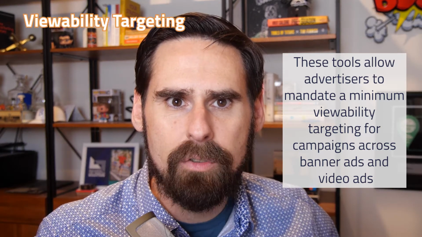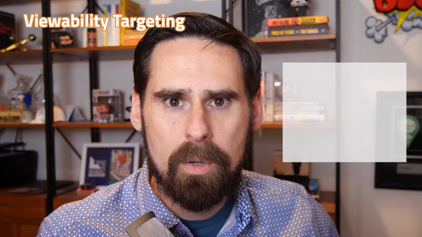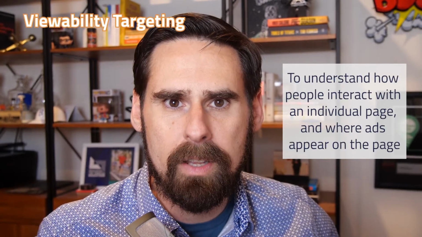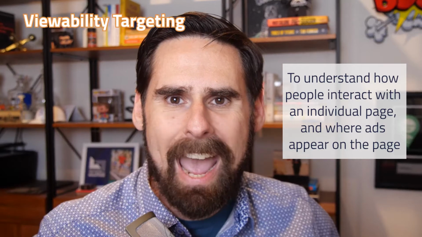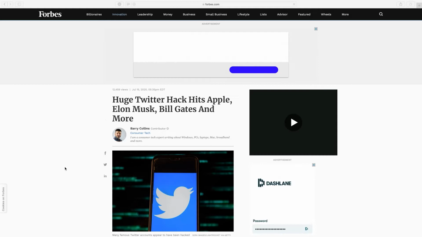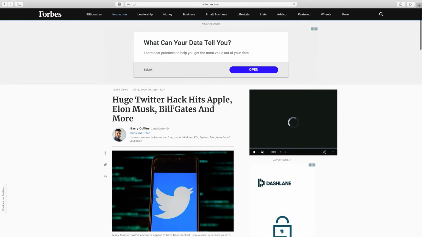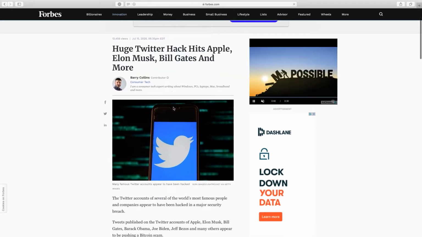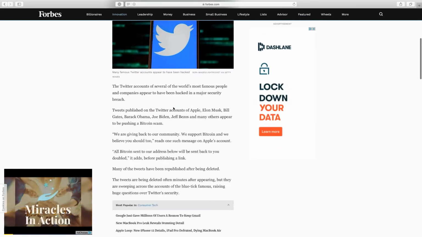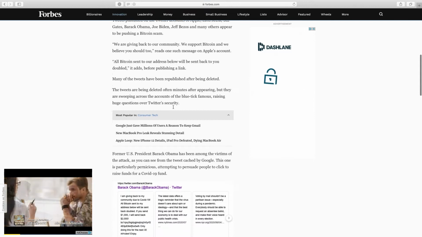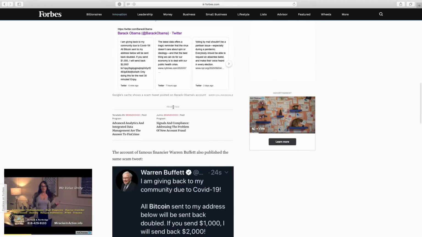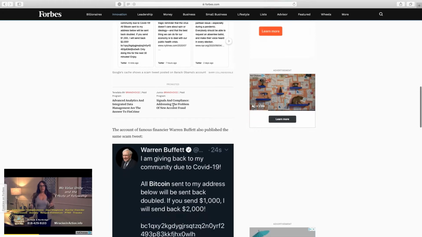Sites are routinely scrubbed for user behavior to understand how people interact with an individual page and pages across individual domains, and where ads appear on the page. So for example, ads that appear above the fold, or on the top part of the screen when the page loads, are more likely to be in view and therefore more likely to be seen by the consumer. There's also technology that allows ads to appear on the side of the screen even while a user is scrolling, and for those ads to be refreshed.